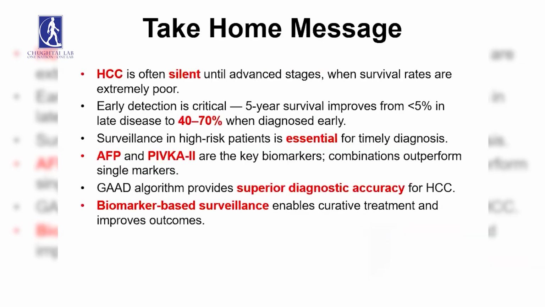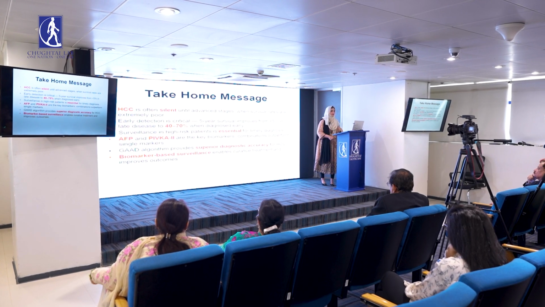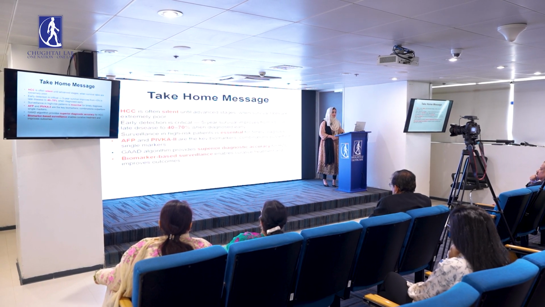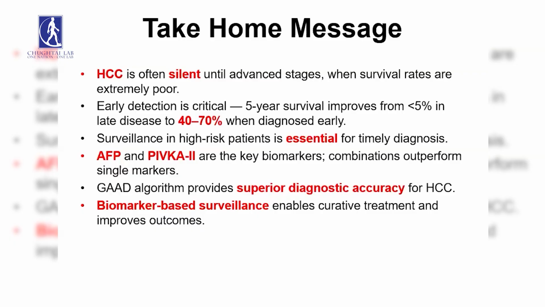The take-home message of this presentation is that hepatocellular carcinoma is often silent until advanced stages, when survival rates are extremely poor. Early detection is critical: 5-year survival improves from less than 5% in late disease to 40 to 70% when diagnosed early. Surveillance in high-risk patients is essential for timely diagnosis. AFP and PIVKA2 are the key biomarkers, and combinations outperform single markers. The GAAD algorithm provides superior diagnostic accuracy for hepatocellular carcinoma. Biomarker-based surveillance enables curative treatment and improves the outcome.